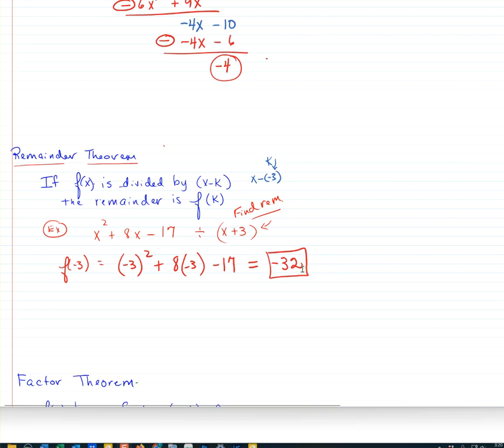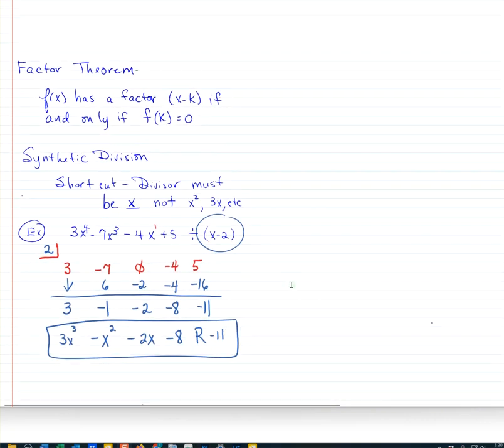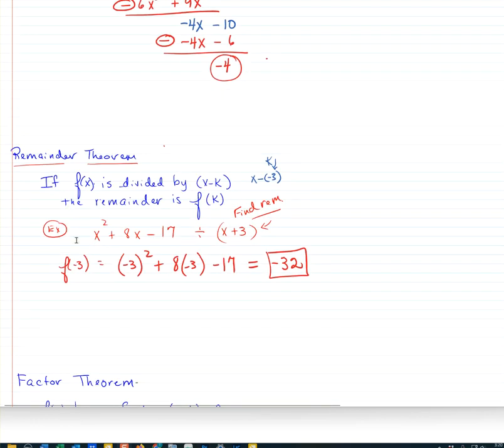That doesn't tell you the answer if you divided it. It just says that's what the remainder is going to be. The factor theorem talks about f of x has a factor x minus k if and only if f of k is 0. So that means if you did f of something here and you got 0, then you don't have a remainder, and that means it went in evenly. So if your f of k is a 0, that means that thing you're dividing is a factor.